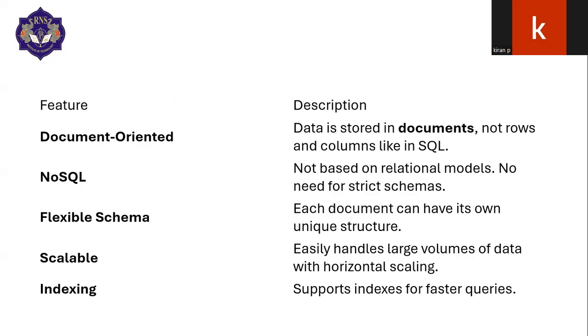You can assume that every row is one single document. So it doesn't have the conventions of rows and columns. It is a document. So the entire row can be assumed as one single document. So it's a NoSQL feature. A flexible schema, because each document can be different and separate values can exist. It's scalable and it supports indexing concepts for faster retrieval.